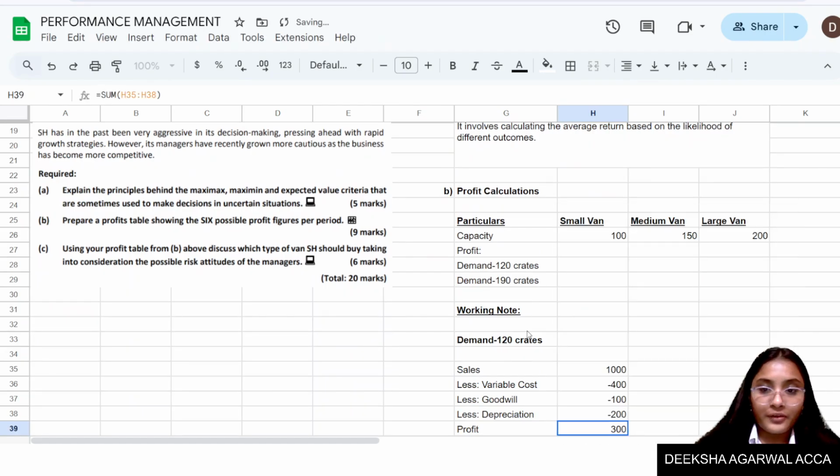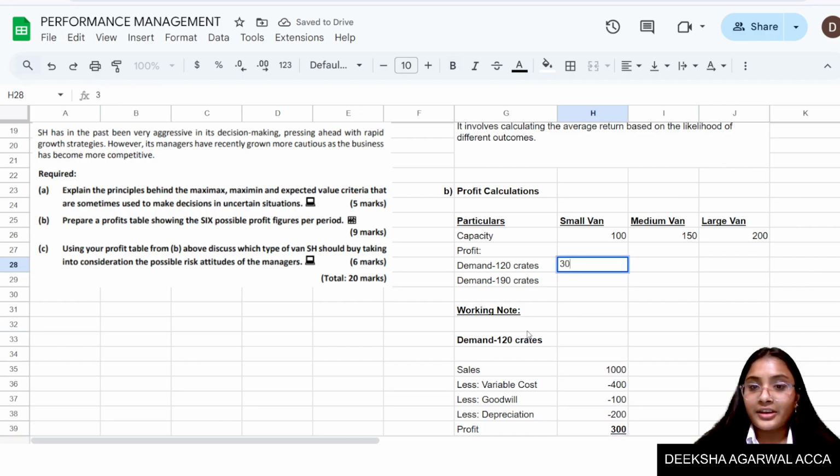Now calculate your profit. Just think from this perspective. When your capacity is 100 only, whatever the demand you get, either 120 or 190, you will be having the same profit only. Got it? So this is the one thing. Now coming to the next thing, let's look at it.